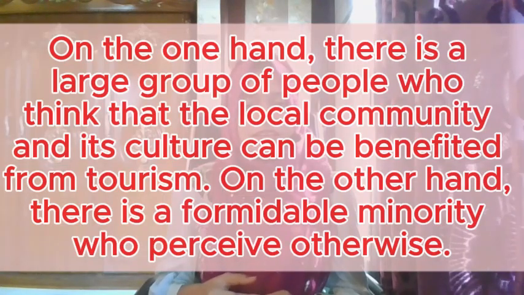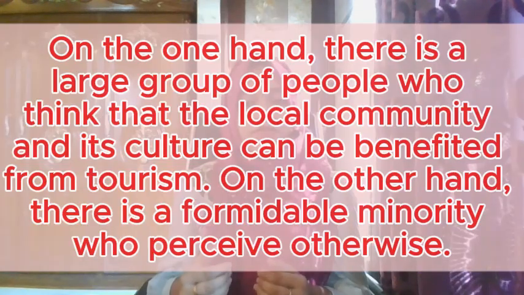Here's a simple way to do it. On the one hand, there is a large group of people who think that the local community and its culture can be benefited from tourism. On the other hand, there is a formidable minority who perceive otherwise. This sentence tells the reader about the opposing views in a clear, balanced way.